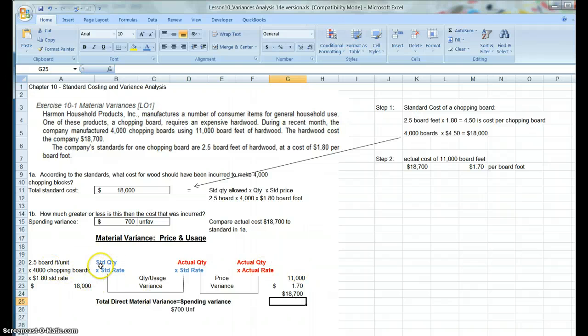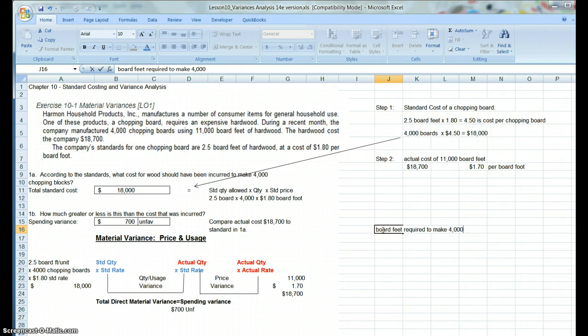When we look at the standard, every chopping board requires 2.5 board feet. If we take those 2.5 board feet and multiply it by the 4,000 boards, that will tell us how many board feet we needed to make 4,000 chopping boards. Let me just do that math over to the side here.